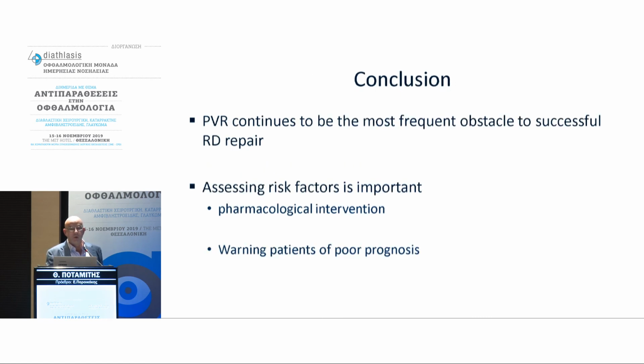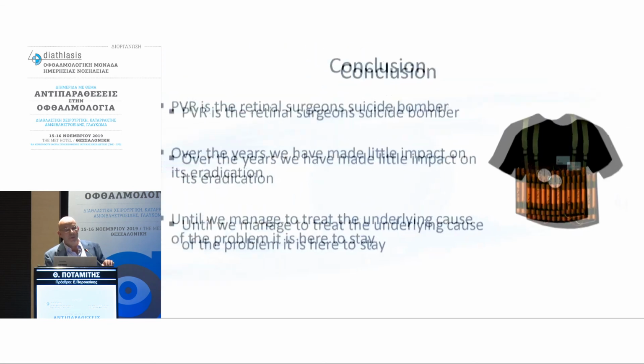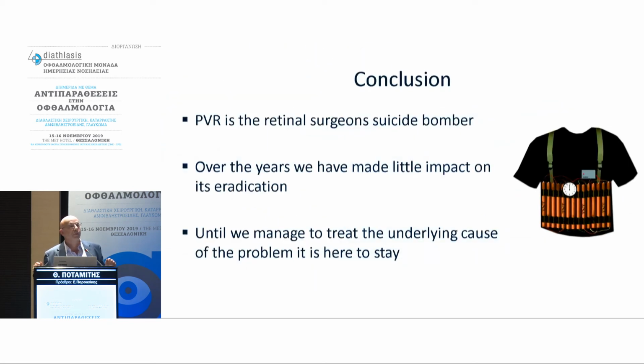So PVR continues to be the most frequent obstacle to successful retinal detachment surgery, and it is something you need to be aware of, so that you can pharmacologically try and influence its occurrence, and perhaps more importantly, to warn your patient that they may get PVR. PVR is our suicide bomber, okay? And just like Trump's war on terror, until we solve the underlying problem, we'll never get rid of suicide terrorists, or PVR. Thank you very much.